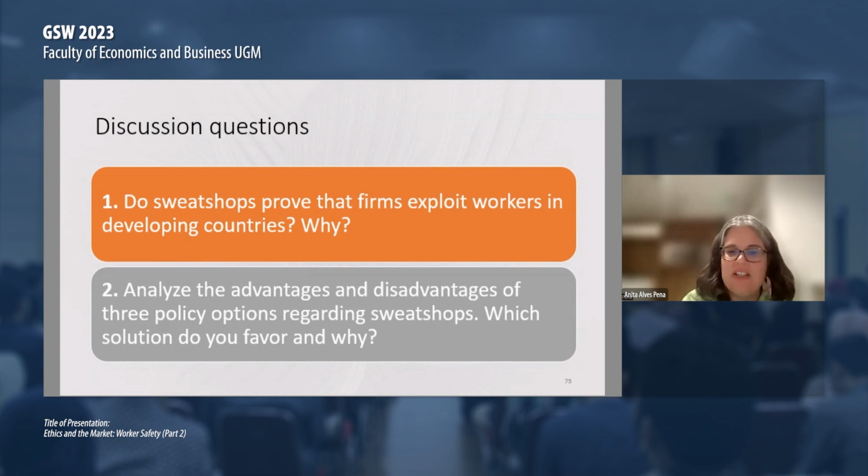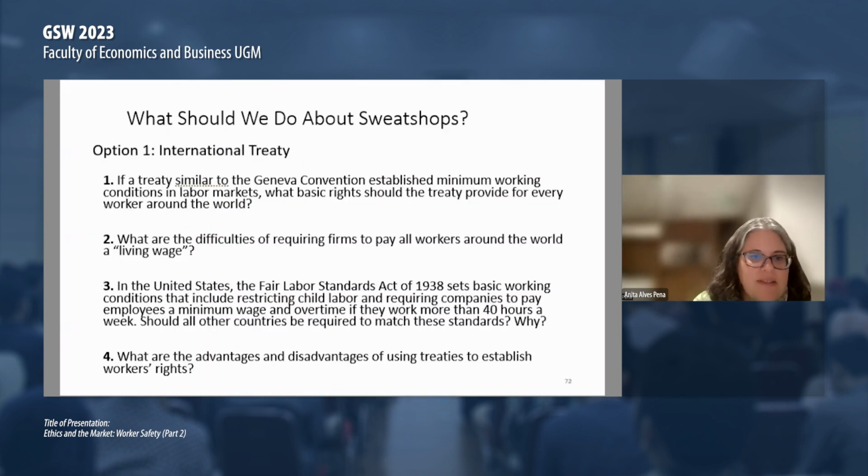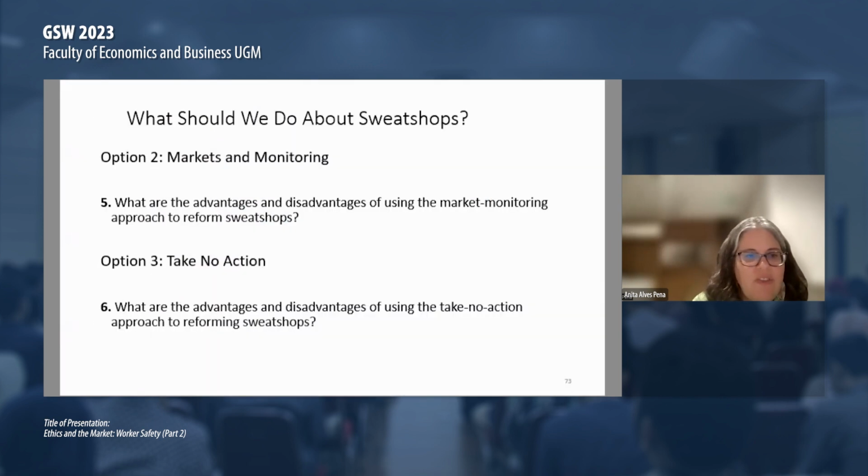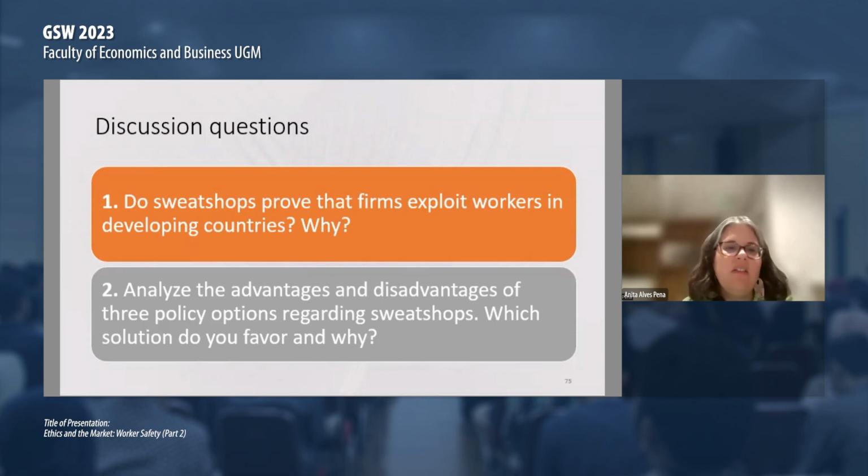All right, so we have a couple more discussion questions that I am going to ask the group to please take a couple of minutes to think about with people around you. Let's say maybe the first row and the third row could think about, do sweatshops prove that firms exploit workers in developing countries? And the second and the fourth row could think about these advantages and disadvantages that we just thought about across the policy options and make a case for one of the solutions, right? And to refresh your memory for the policy options, having an international treaty, having markets with monitoring or taking no action were the three that we had a look at, right?